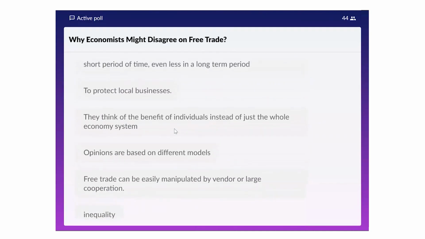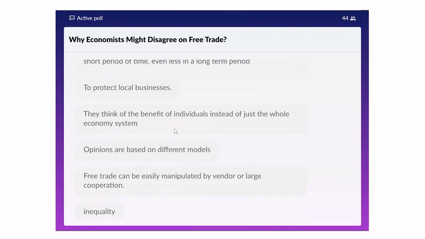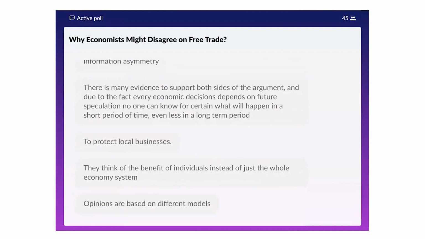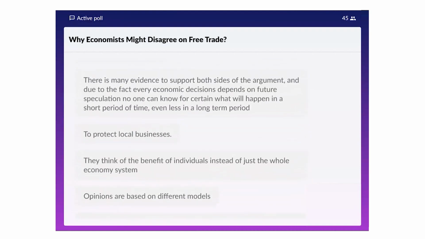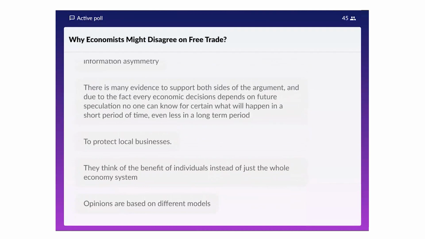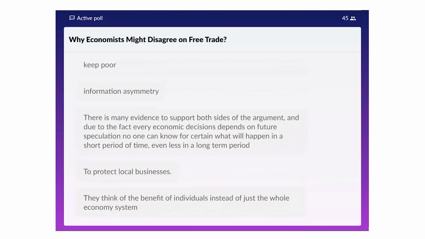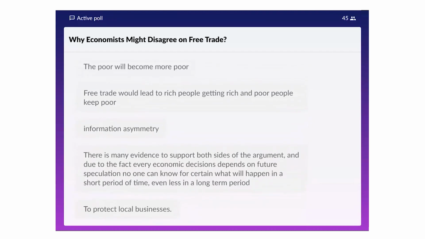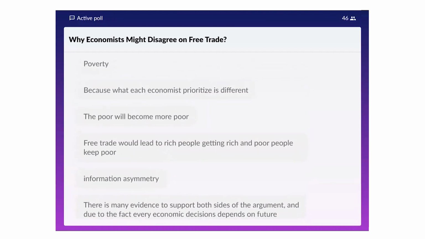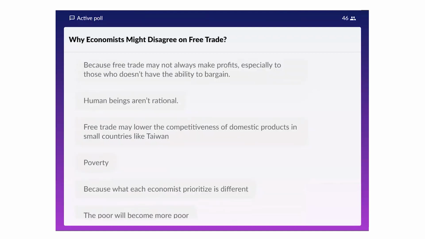The opinions could be based on different models. To protect local businesses, they think of the benefit of individuals instead of the whole economy. There could be evidence supporting both sides of the argument. There could be information asymmetry. Okay, so one thing I want to say is that I'm not asking whether you agree or disagree on free trade, it is why some economists might agree, but some might disagree. Humans aren't rational. That's a good reason.